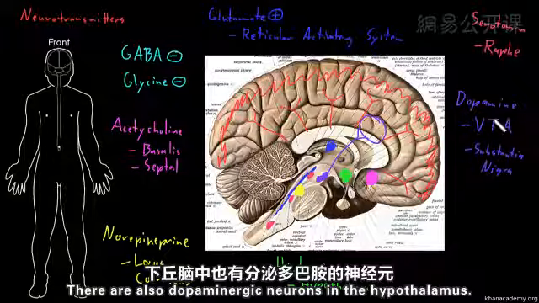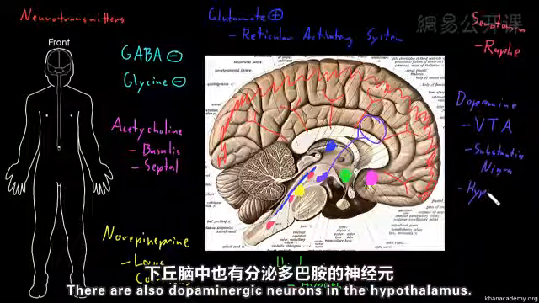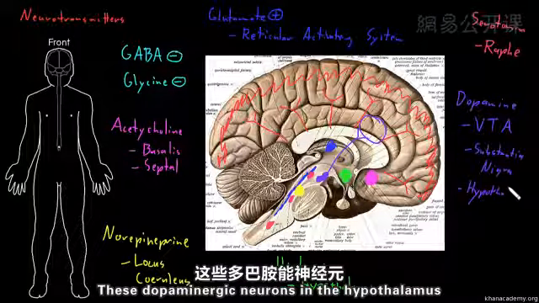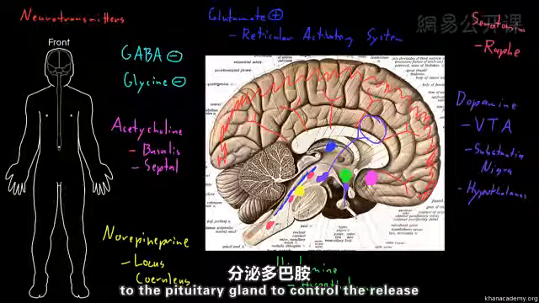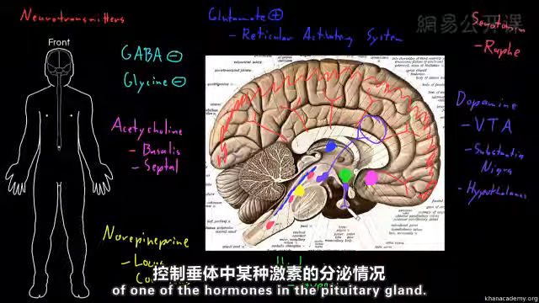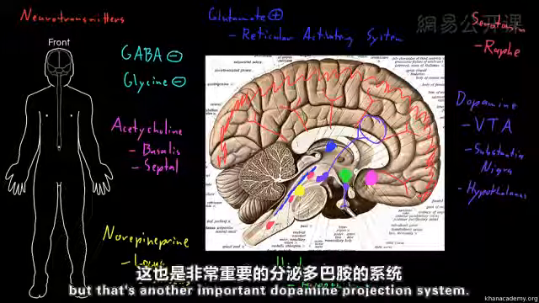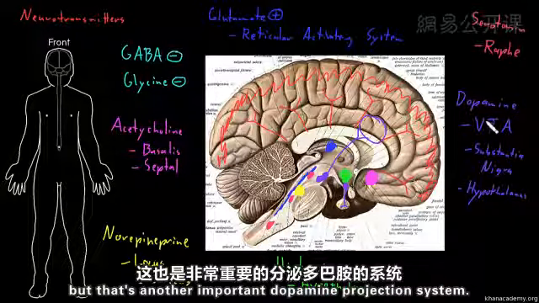There are also dopaminergic neurons in the hypothalamus. And these dopaminergic neurons in the hypothalamus are actually sending dopamine down to the pituitary gland to control the release of one of the hormones in the pituitary gland. So I won't go any more into that, but that's another important dopamine projection system.